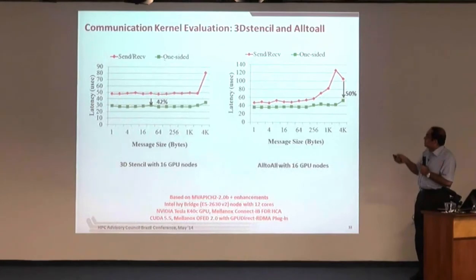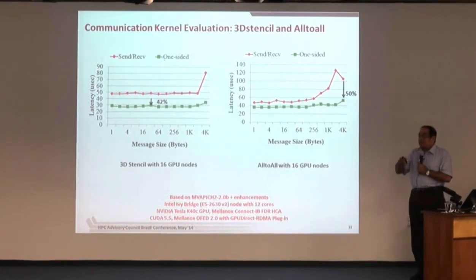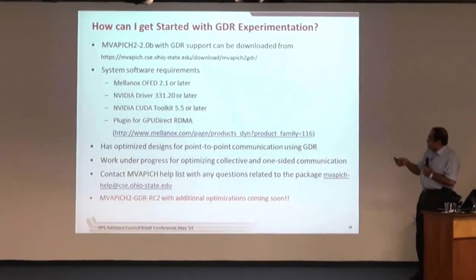So we did some evaluation at a communication kernel level, like a 3D application and all-to-all. This is the two-sided, this is the one-sided. We rewrote these benchmarks to see what the potential benefits are at an application level, and here you will see you can get almost 42% or 50% improvement by changing your application from two-sided to one-sided. In fact, this version is already available.